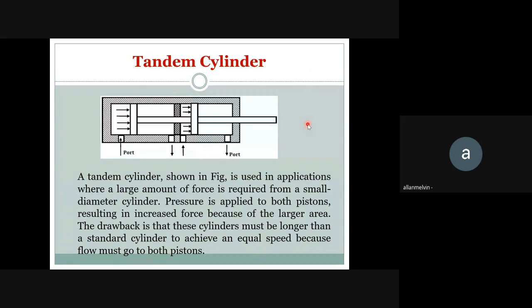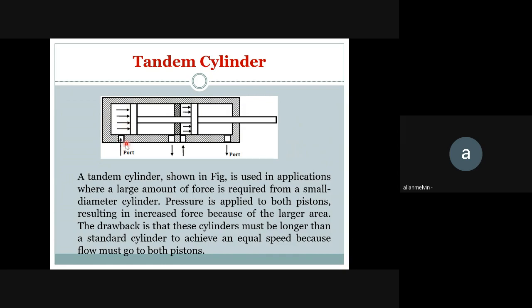Then we have a tandem cylinder. As we know, the size of the cylinder will be the same. It looks like a normal double acting cylinder. Just inside, you have another wall, and you have four ports, two for each chamber. So you have a dual chamber, first chamber and second chamber, and you have two pistons, one piston in each chamber. And the rod is connected.